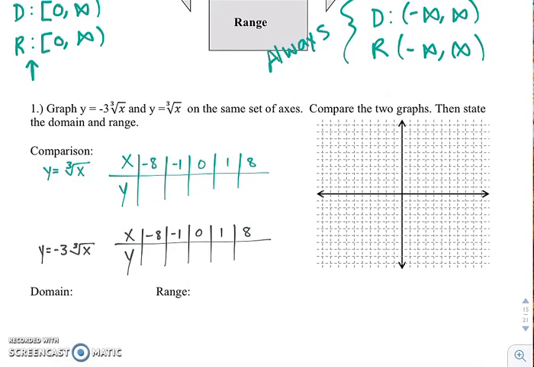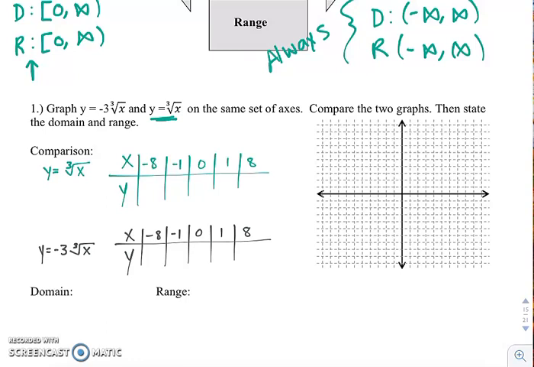So what happens if we do manipulate them and we multiply them or add something to them or whatever it may be? That's what number 1 is looking at. It wants us to graph y equals negative 3 cubed root x and the parent function, the original function, y equals cubed root of x on the same set of axes. So compare the two graphs and then state the domain and range.